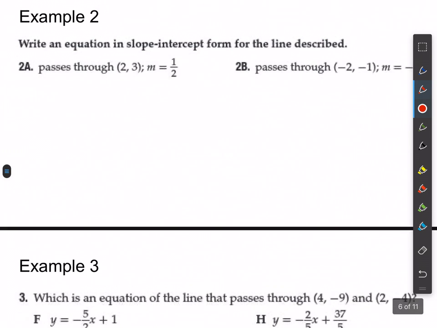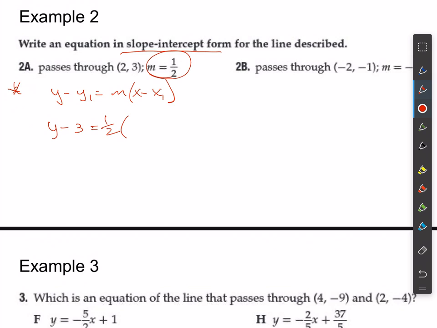Example 2 says we have an equation, and it says to write it in point-slope form. So they're not wanting you to simplify it at all. It's very simple. You're just going to plug it into this guy: y minus y1 is equal to m times x minus x1. This is worth memorizing, you guys. Definitely spend some time with that. So if it passes through (2, 3), that's my y and my x. So I have y minus 3 is equal to my m value, which is a half, times x minus 2. And they want you to just leave it like that. So you're done. That is your answer.